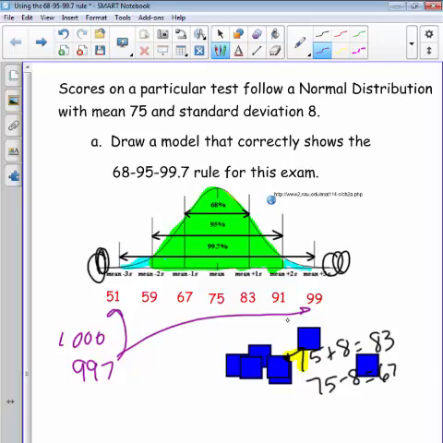The 68, 95, 99.7 model is an approximation, but it is a very useful approximation that can often give us a good amount of information on our data.